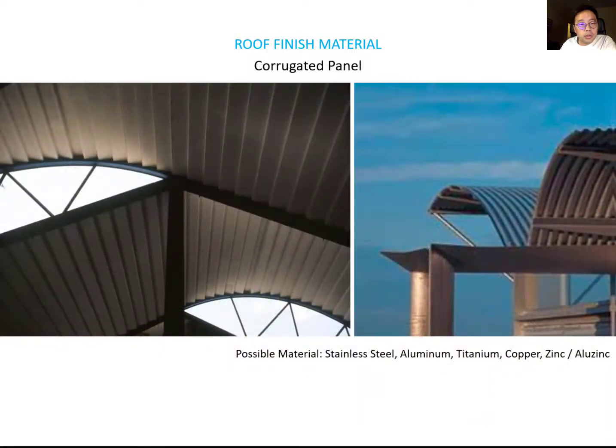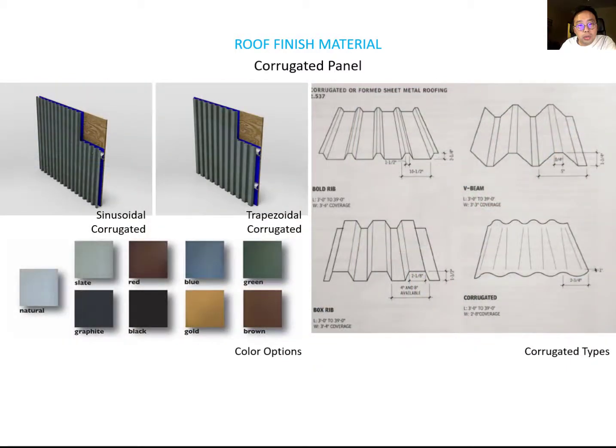So next you can consider the corrugated panel. This corrugated panel is possible in stainless steel, aluminum, titanium, copper, and zinc, aluminum zinc. It is all good weather resistant material. It delivers visual delight because of the articulation of the panel. So there are some different articulation types.